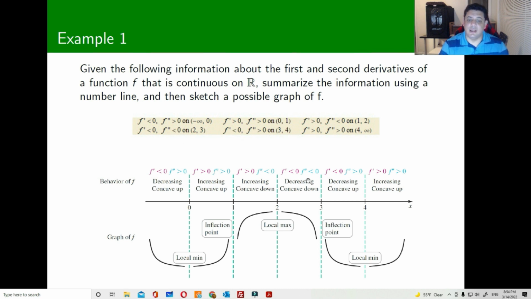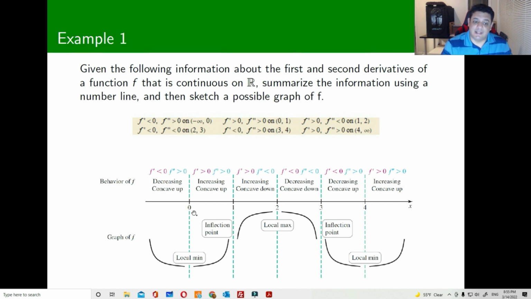So let's see a little bit of the summary of how things are going on. Notice that f prime less than 0 and f double prime bigger than 0 gives me decreasing, concave up on the interval minus infinity to 0. Then 0 to 1 is going to reflect this behavior, which is increasing and concave up. Then in 1 to 2 we have increasing and concave down. In 2 to 3 we have decreasing and concave down.